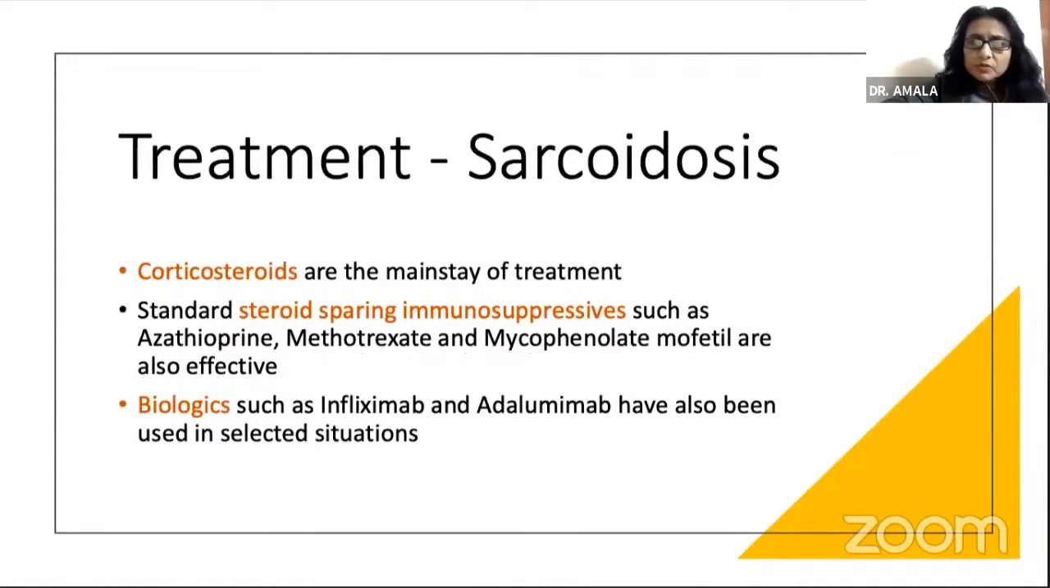Now, with sarcoidosis, corticosteroids are the mainstay of treatment. Standard steroid-sparing immunosuppressives are also equally effective. Biologics have been used in selected situations, and I would like to ask both Dr. Ramanan and Dr. Kaushik how often you use biologics for the treatment of patients, even systemic patients with sarcoidosis.